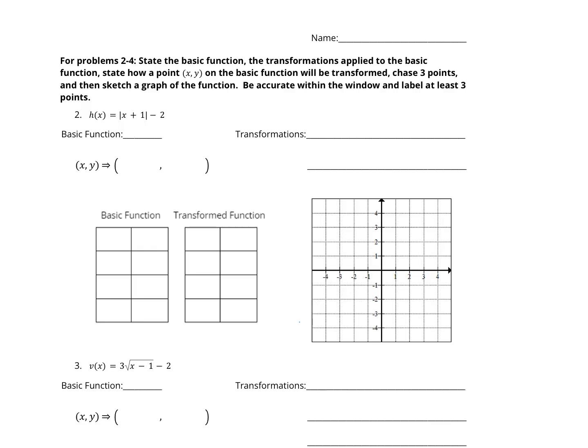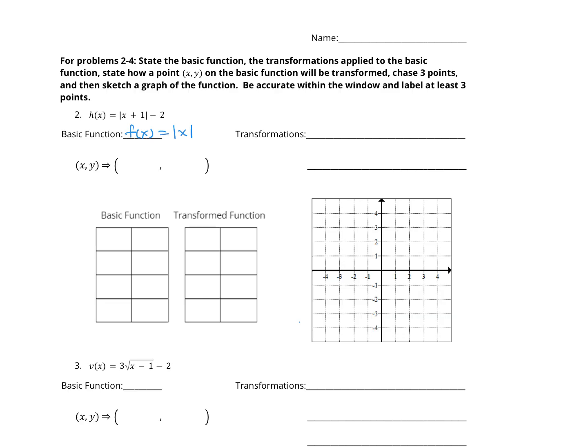So the first thing you always want to do, if possible, is identify your basic function. So this first function obviously is an absolute value because it has absolute values in it. And now you want to look at the formula and determine which transformations are taking place. And again, you'll notice there's two.